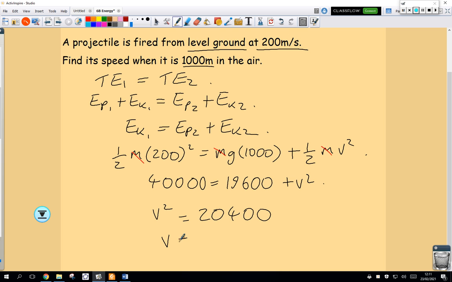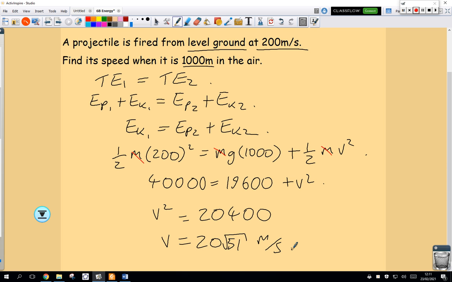Taking the square root on both sides, v is just going to be the square root of that. I'm going to use my calculator here. Square root of 20,400 is 20 root 51. And my units would be meters per second.